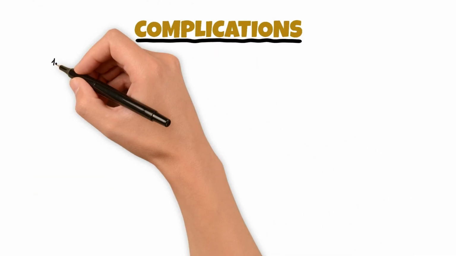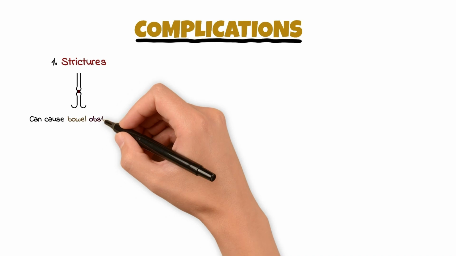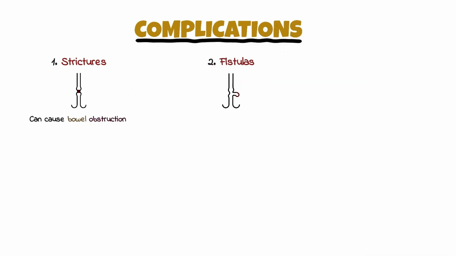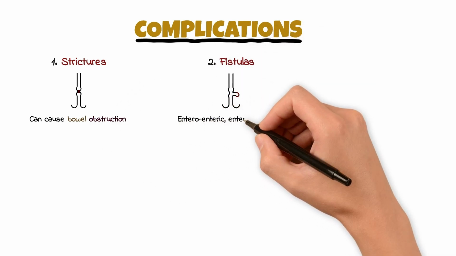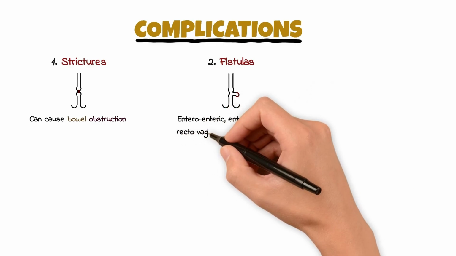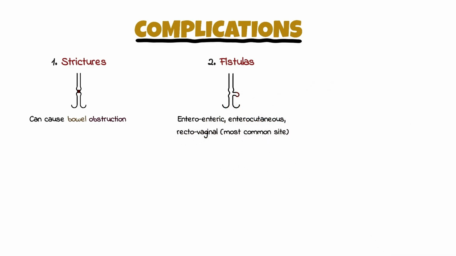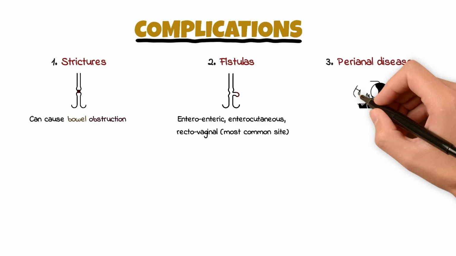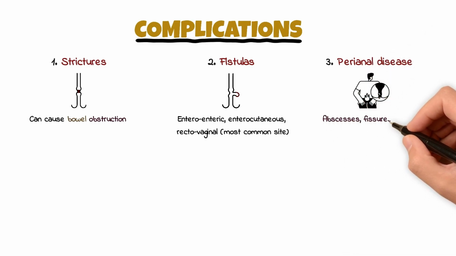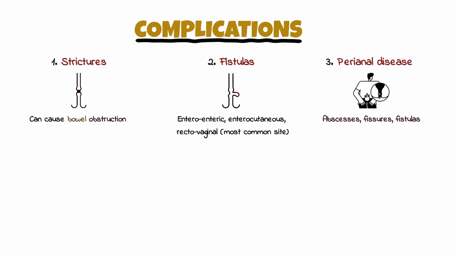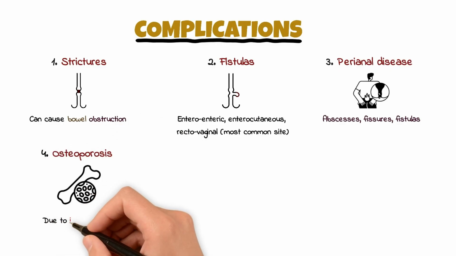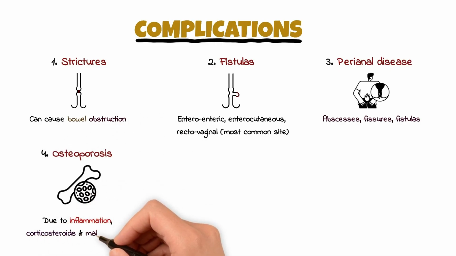Complications. Strictures, which can cause bowel obstruction. Fistulas, which can be enteroenteric, enterocutaneous, rectovaginal, which is the most common fistula site. Perianal disease, which may have abscesses, fissures, fistulas. Osteoporosis, due to inflammation, corticosteroids, and malabsorption.